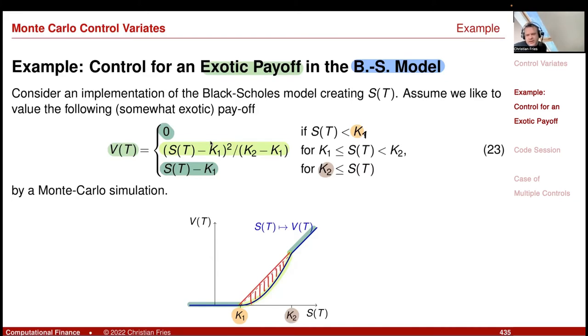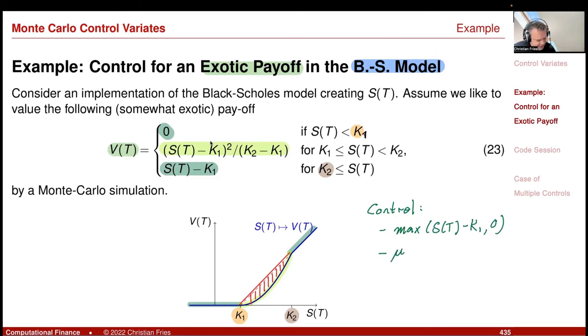I do not have an analytic formula for this. Maybe you could try to derive one, splitting the integral, and then you have some quadratic terms. Maybe I'm lazy, I just do it with a Monte Carlo simulation. And of course, the idea for a control is quite obvious. What I will use as a control is just the classic call option.